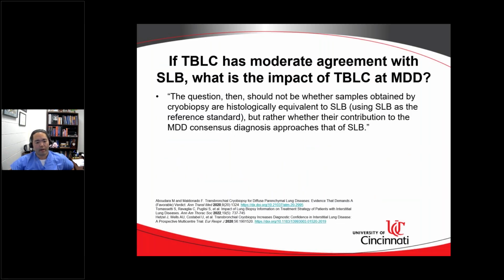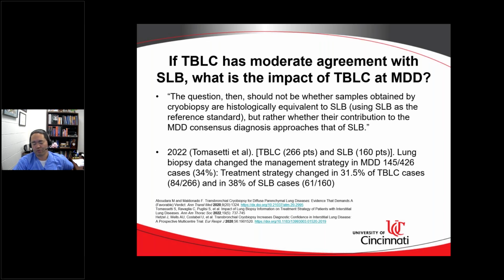So in this interesting editorial by Abudara Maldonado from Vanderbilt, they actually question, right, or say, the question then should not be whether samples obtained by cryo are histologically equivalent to surgical lung biopsy, using surgical lung biopsy as a gold standard, but rather whether the contribution to MDD consensus diagnosis approaches the one of surgical lung biopsy.